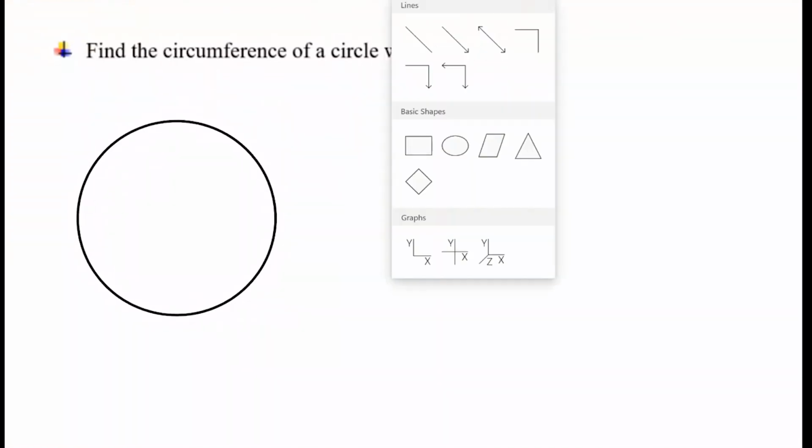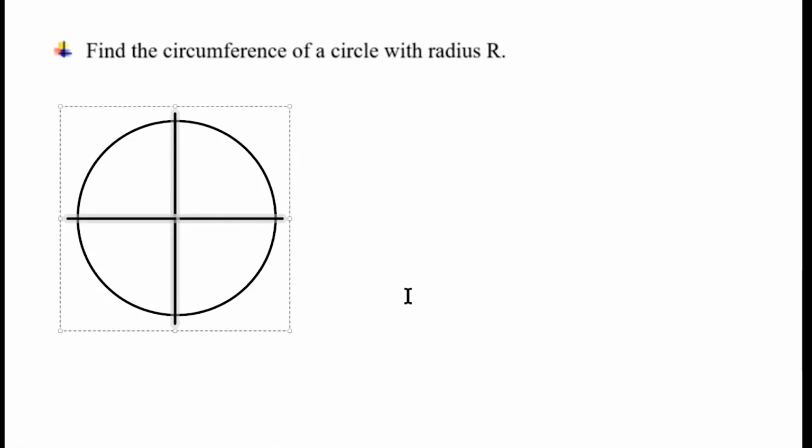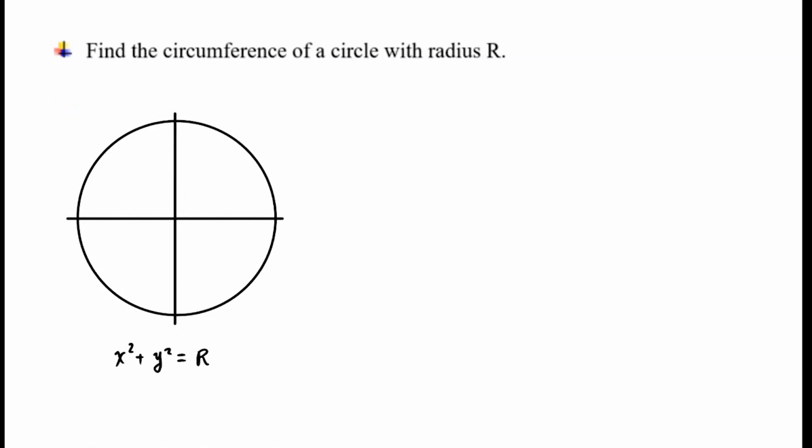Circumference of the circle, right? Wow, that's gotta be nice. And of course, we expect 2 pi r to be our answer, right? Okay. I'll throw the coordinate axis here. Like so. So the equation of this is, of course, x squared plus y squared is equal to r squared, right?